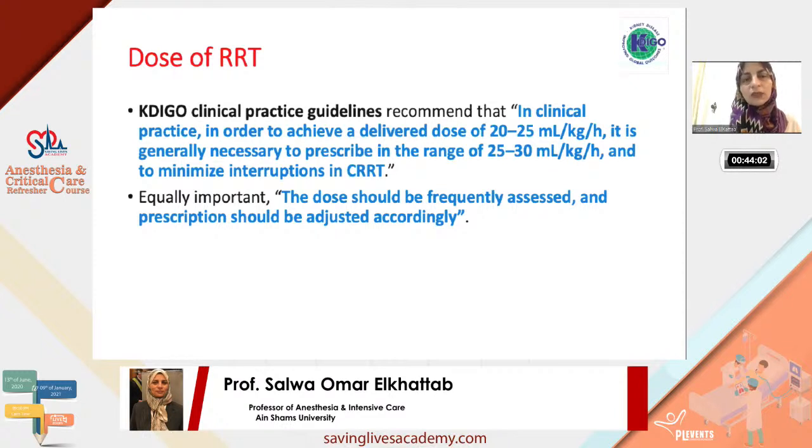many times interrupted. The patient can go for CT, the patient might be sent to the OR for some surgical intervention, or might be for any procedure. So there may be many interruptions of the continuous renal replacement therapy. So considering these many interruptions, the dose needed to be implemented is 25 or 30 ml per kg per hour, but this is actually to cover the interruption. So we are really to provide 20 to 25 ml per kg per hour. This is the least needed.